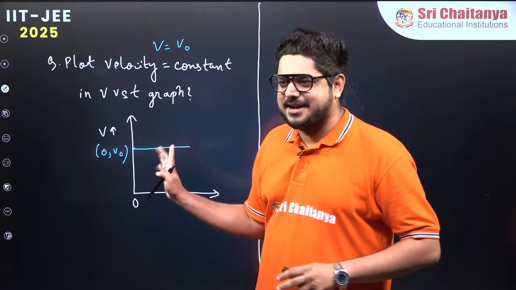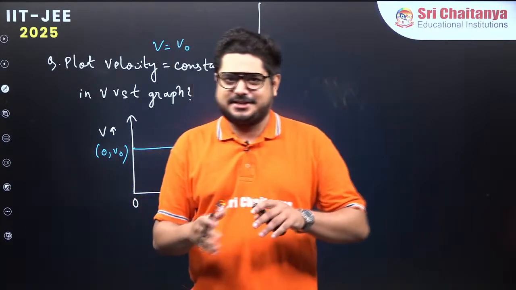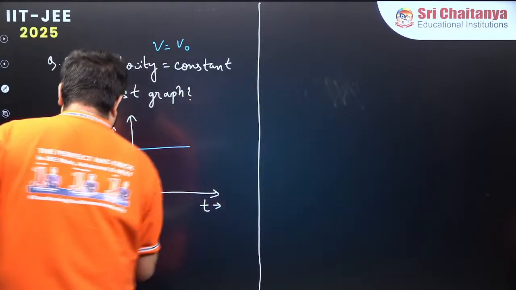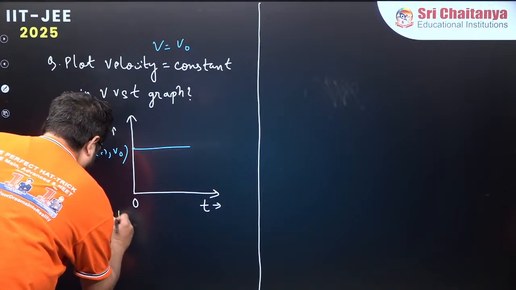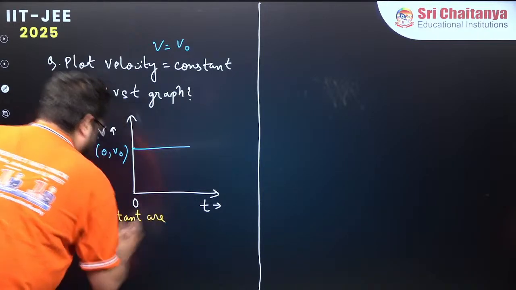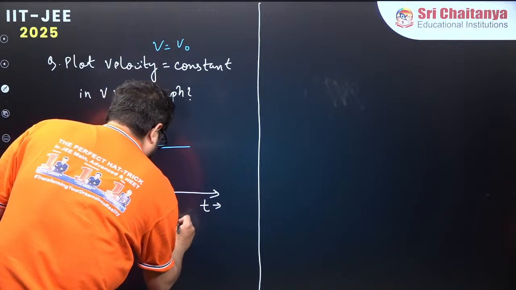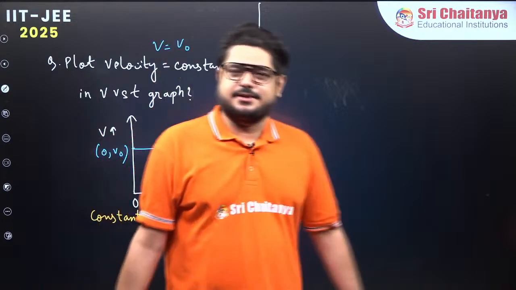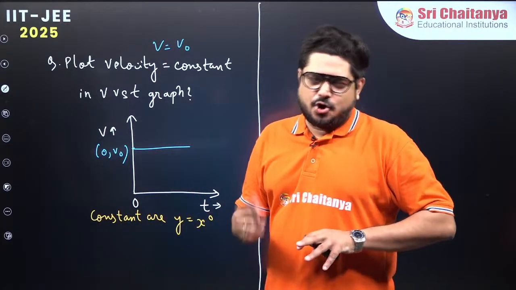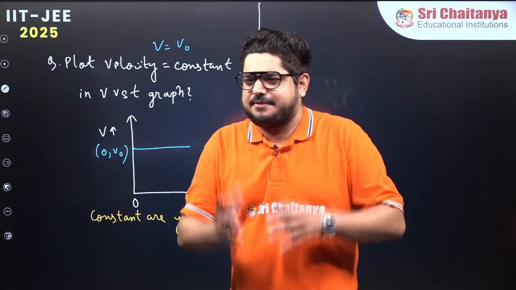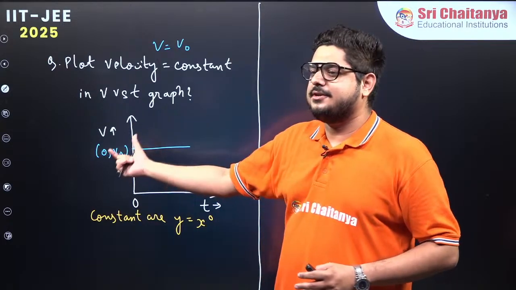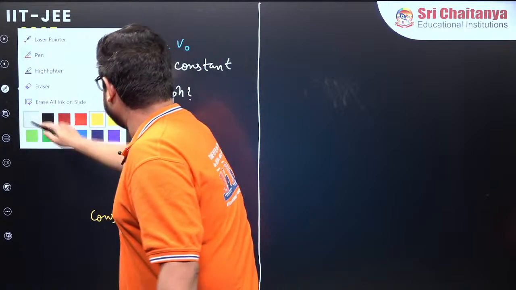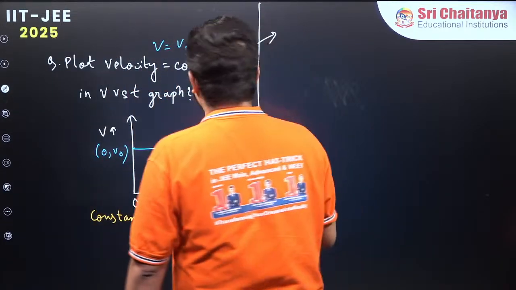So this is not a straight line, everyone, because constant means y is equal to x to the power 0. I can call it a constant, isn't it? So they are not going to be following any nature. The only thing you need to do is just draw the straight line over there, nothing else.